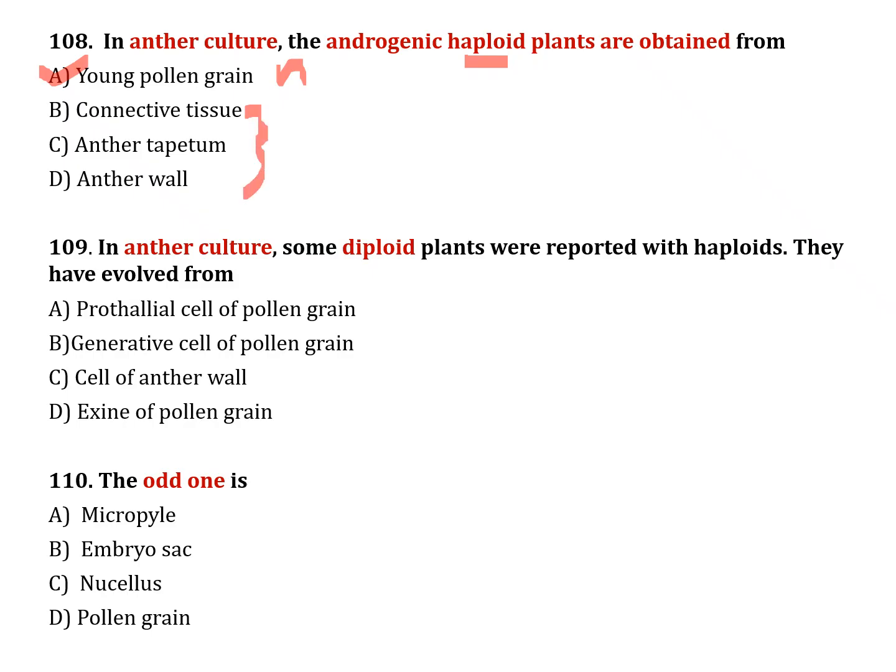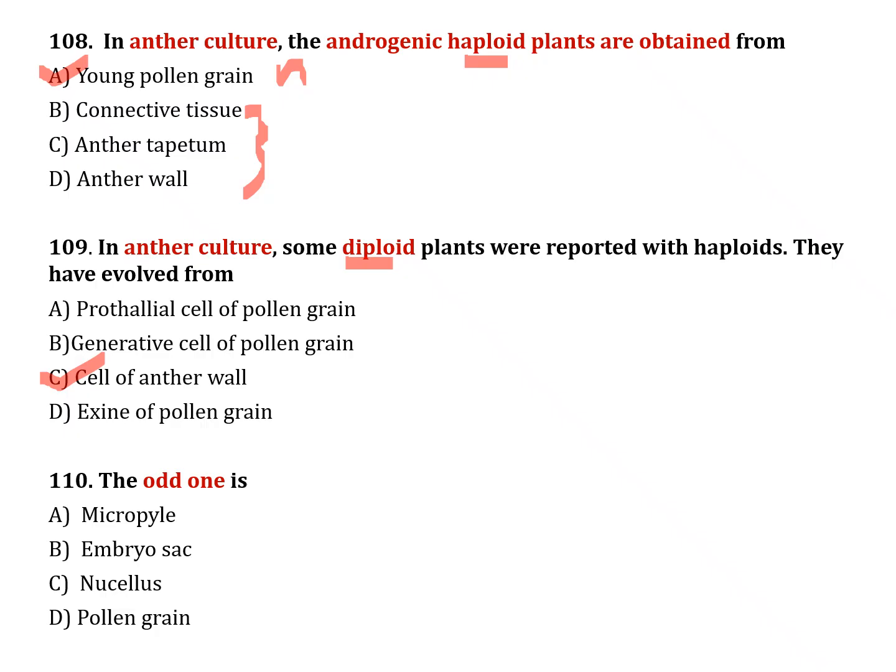The next question, number 109. In anther culture, some diploid plants were reported with haploid. They have evolved from option A, prothalial cell of pollen grain. Option B, generative cell of pollen grain. Option C, cell of anther wall. Option D, exine of pollen grain. Correct answer is option C, cell of anther wall.